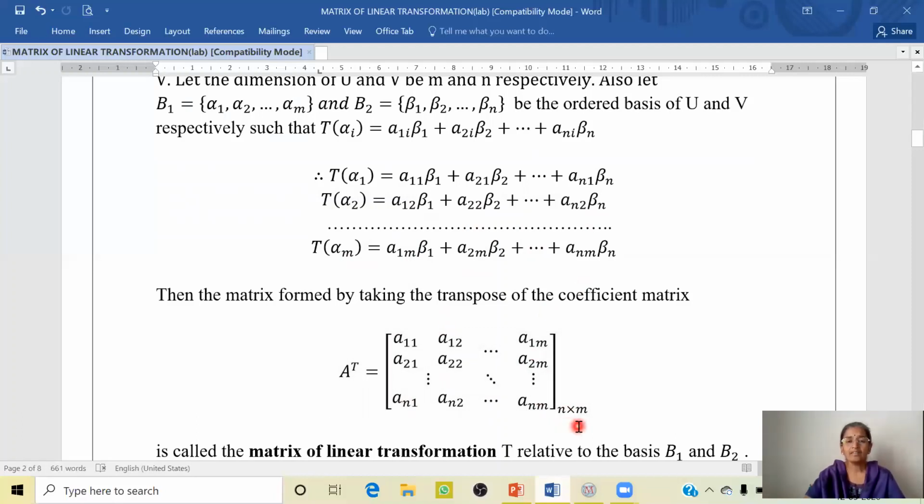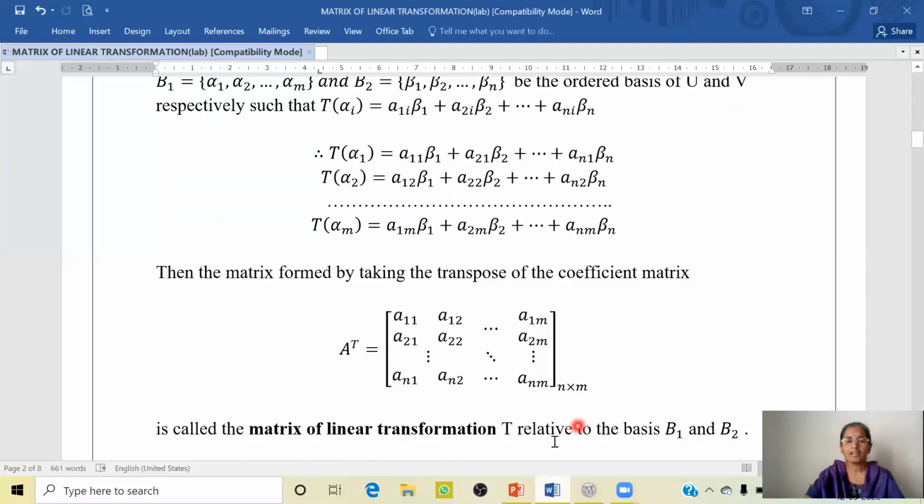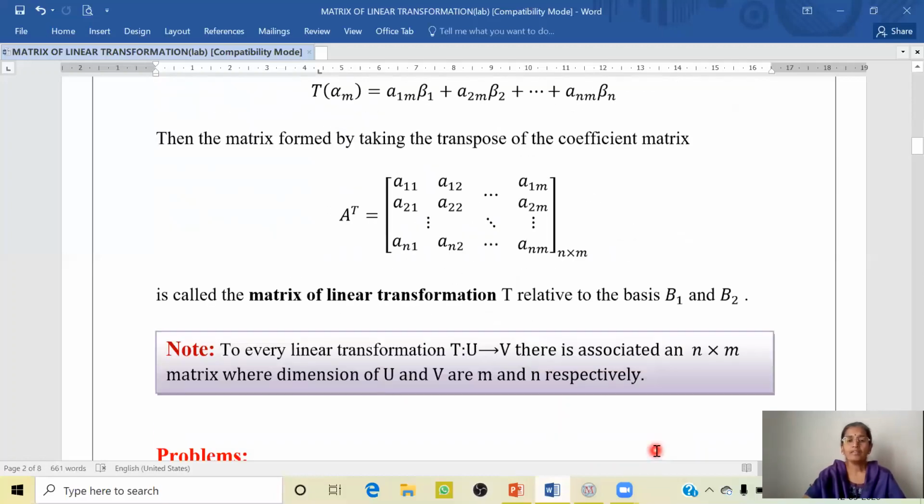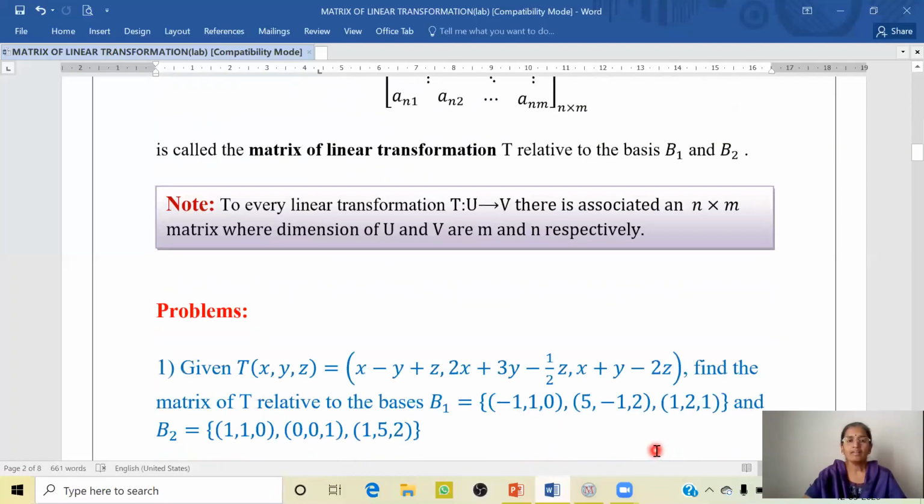And this matrix is said to be the matrix of the linear transformation T relative to the bases B1 and B2. So we see that for every linear transformation, there is an associated n by m matrix, where m is the dimension of U and n is the dimension of V.